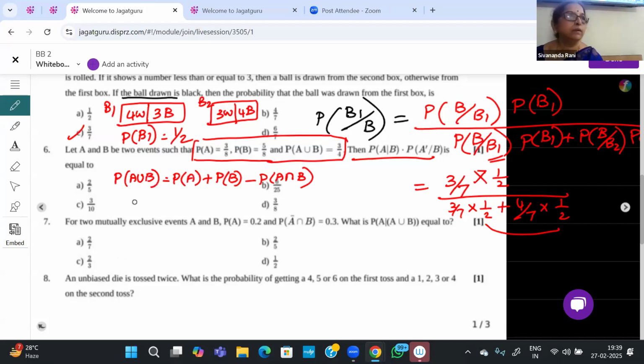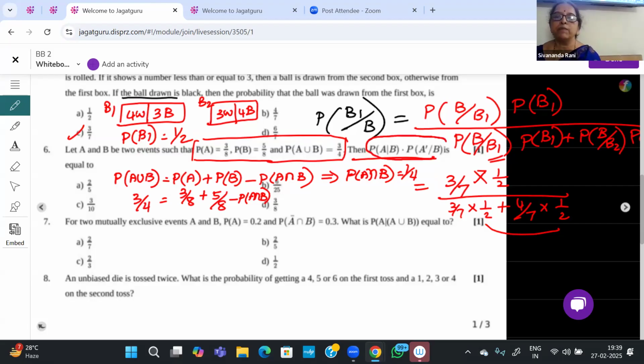Let's not go wrong there. So what is it? This is 3 by 4. This is 3 by 8 plus 5 by 8. What did you get? 1 by 4. Correct. Okay, can you calculate this yourself just by making use of the definition of conditional probability? 6 by 25. 6 by 25, that's what you're getting. Okay, that seems to be an option. Option B, no?